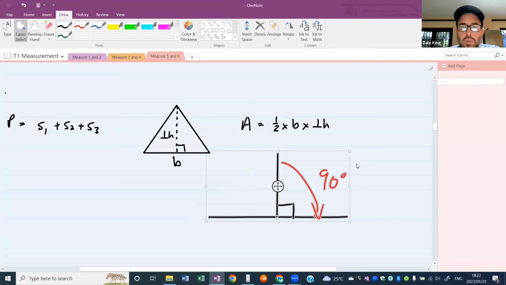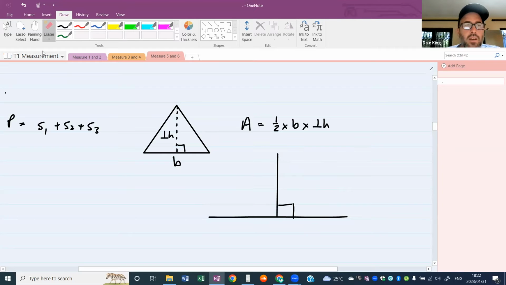Now, the symbol for perpendicular comes from this drawing. You see this upside down T? That is the symbol for perpendicular. So when you see that symbol, you'll know that it means perpendicular. So where are these perpendicular lines?